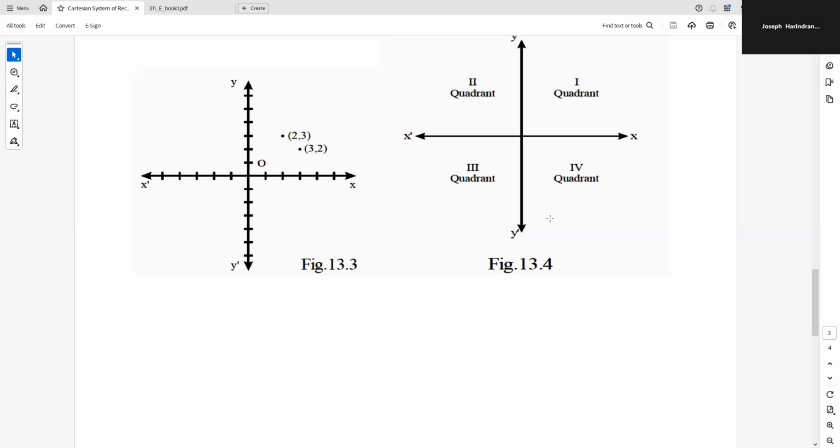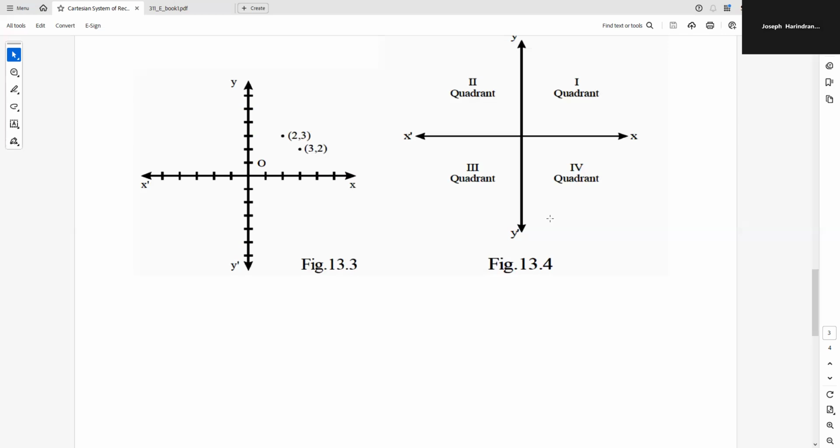Now, in the first quadrant, both x and y coordinates are positive. In the second quadrant, the x coordinate is negative and the y coordinate is positive. In the third quadrant, both x and y coordinates are negative. And in the fourth quadrant, the x coordinate is positive and the y coordinate is negative. So you should remember this order: which quadrant, which coordinate is positive and which is negative.